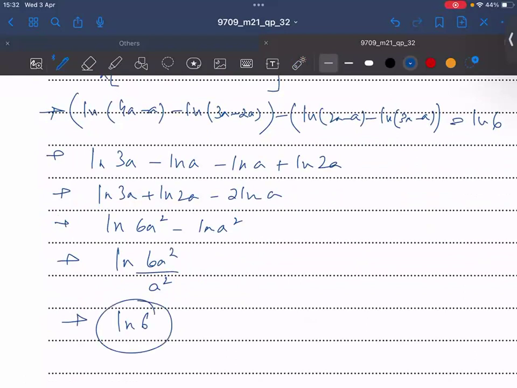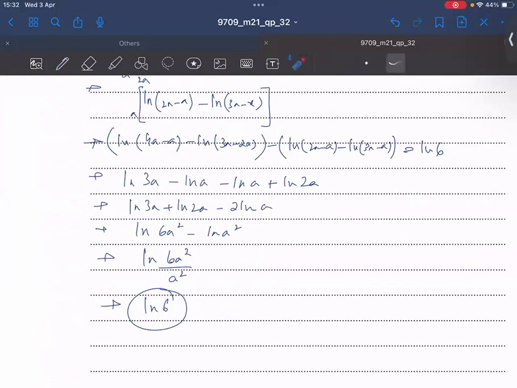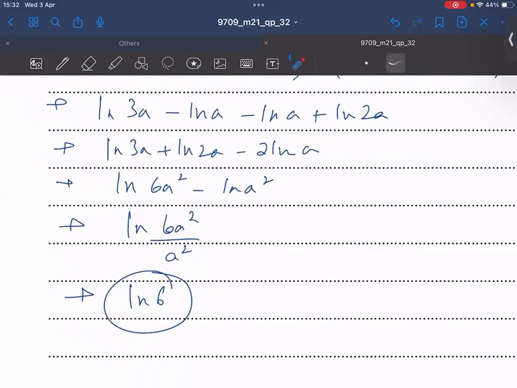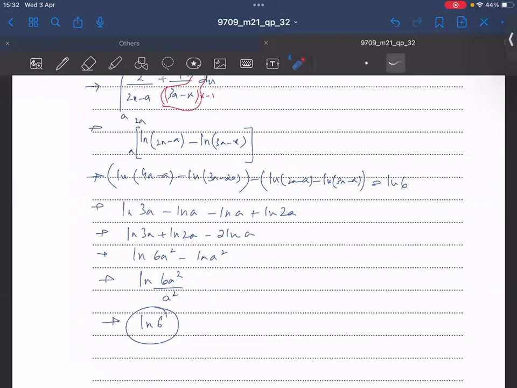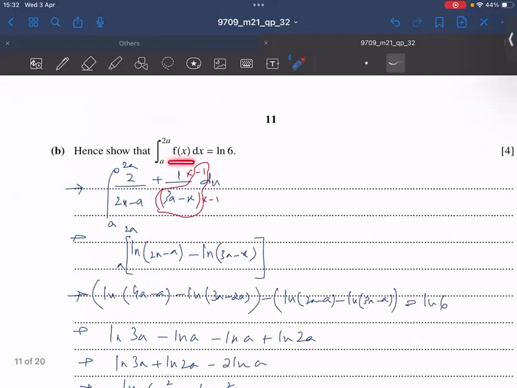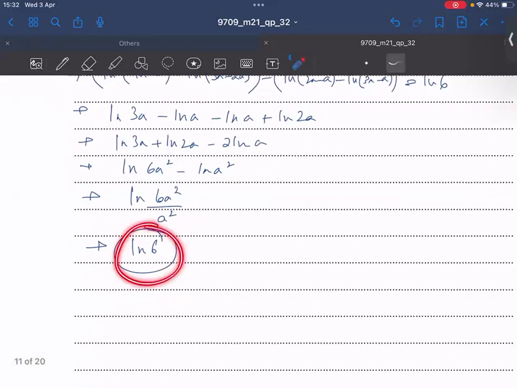It's going to be ln 6. That is what you were supposed to show. You were supposed to show that the answer of this is equivalent to ln 6, and that's what we are getting, ln 6. Is it clear, Mr. Iman? Yes, sir.